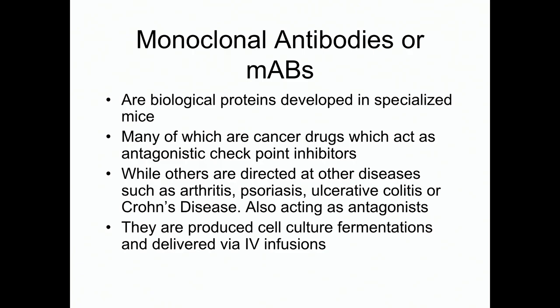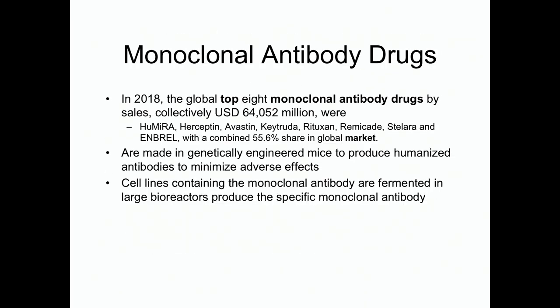The way they are made, they're originally developed in mice. What we have now done is we've taken mice and put in the human antibody genes, and we can expose those mice to various antigens and get what's called monoclonal antibodies. These are specific antibodies to specific locations on a particular protein. So they were originally developed in mice, and I'll show you this in just a minute, just to give you the bottom line here.